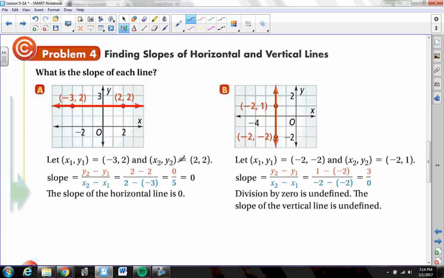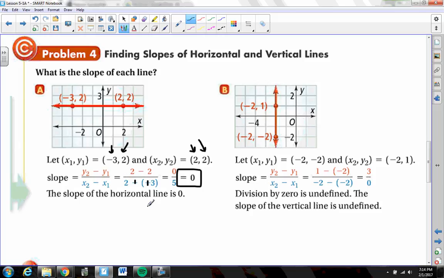I'm just going to subtract my two y coordinates, which are a 2 right here and a 2 right here. 2 take away 2 is 0. And my two x coordinates, 2 take away -3, this x coordinate minus that one. Minusing a negative is like adding a positive, so 2 plus 3 is 5. So I end up with a slope of 0 over 5, and 0 divided by 5 really is 0.